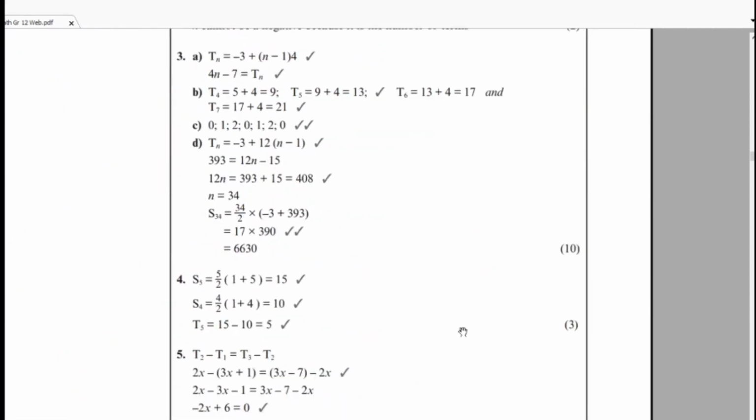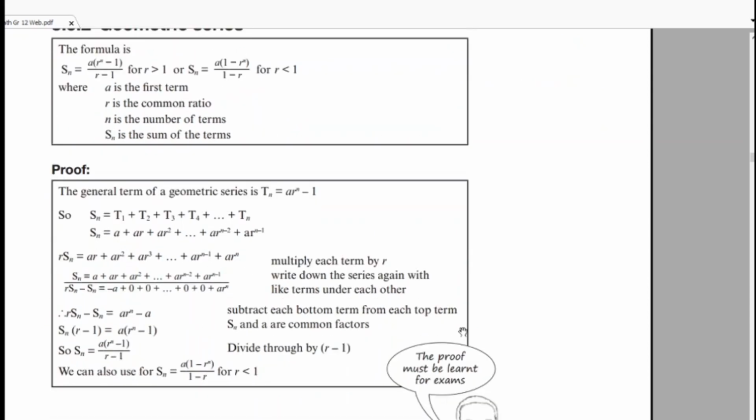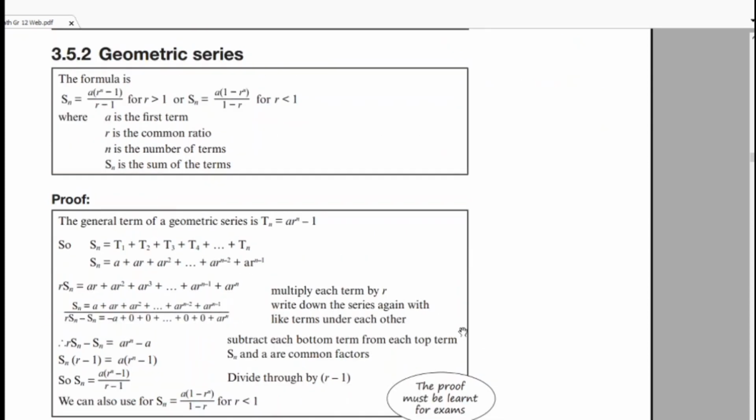Then I will move to geometric series now. So a geometric series is when we are summing the terms of a geometric sequence, right? So the formula for a geometric series is this one. Sn equals a times r to the n minus 1 divided by r minus 1 for r greater than 1, or Sn equals a times 1 minus r to the n divided by 1 minus r for r less than 1, where a is the first term, r is the common ratio, and n is the number of terms.